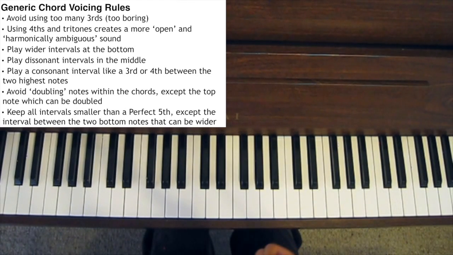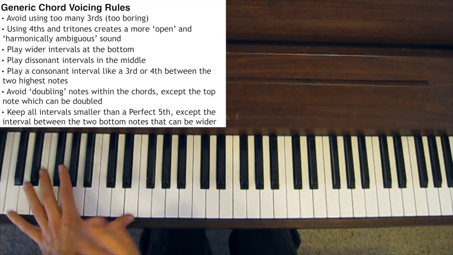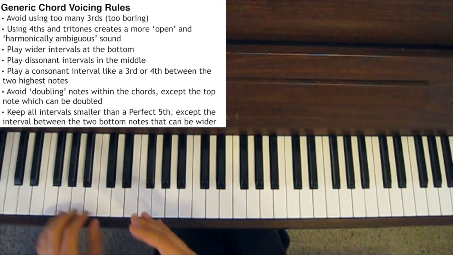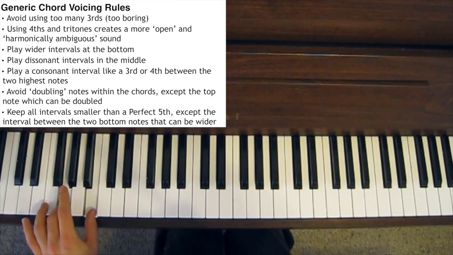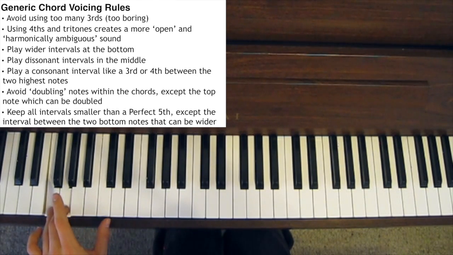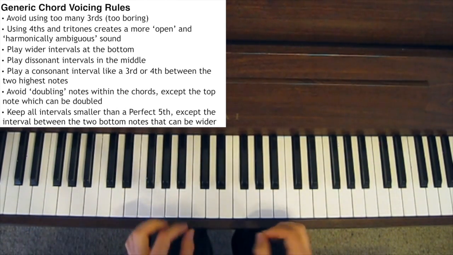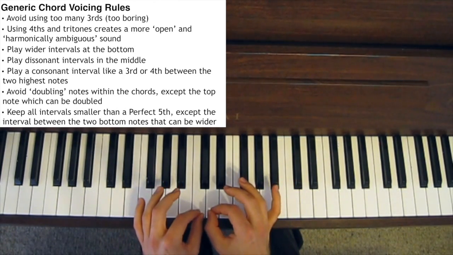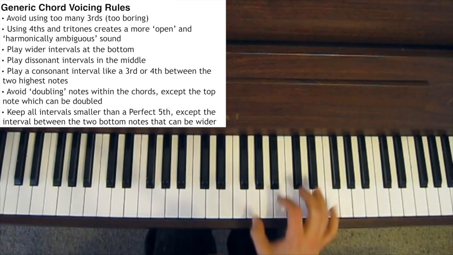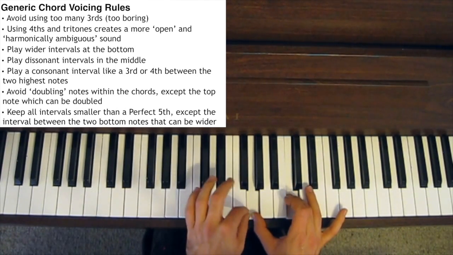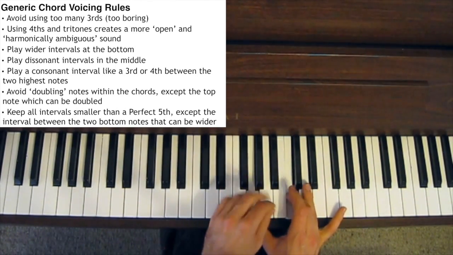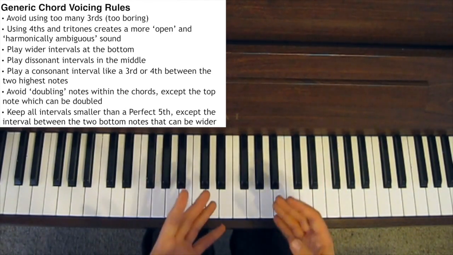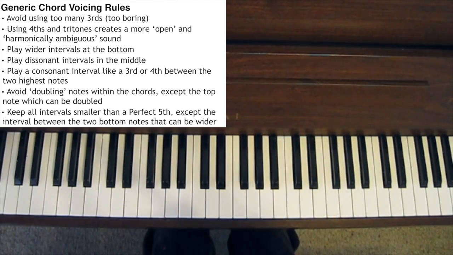Now you should also generally play wider intervals at the bottom, because small intervals sound a little bit muddy in a low register. And you should generally play dissonant intervals like semitones or tones in the middle of the chord voicing, while playing a consonant interval like a third or a fourth between the two highest notes in your chord voicing generally sounds stronger. Though of course you can also play more dissonant intervals like tritones or semitones if you wish.